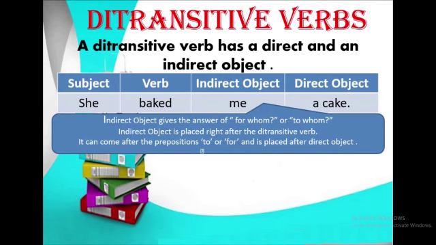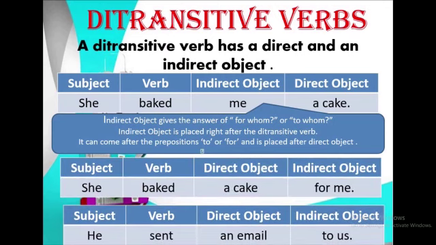For example, here we can see two more examples. She baked a cake for me. Now, indirect object is coming after the direct object and there is preposition for. He sent an email to us. Again, to us. After to, there is us, that is indirect object. It is coming after the direct object.